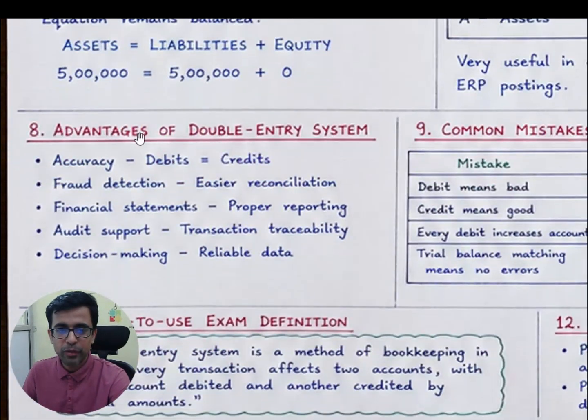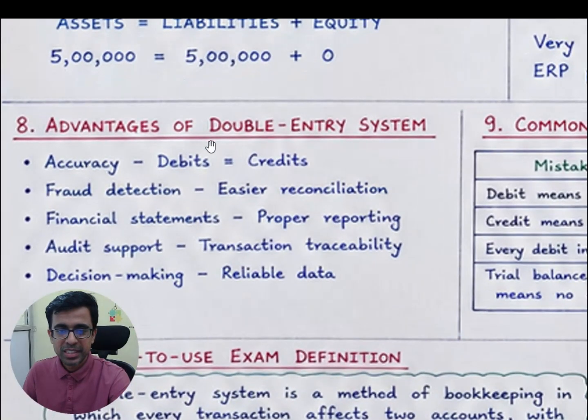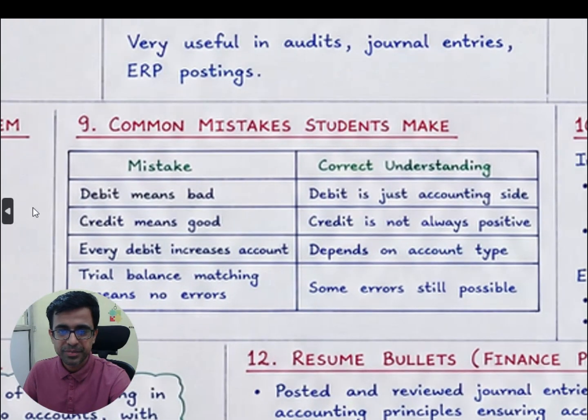So what is the advantage of the double entry system? The major advantage is accuracy. What kind of accuracy? Debit is always equal to credit. So each transaction will have two effects. One is the debit effect, another is the credit effect. It will be easy to detect fraud through the double entry system. Proper reporting will be done. It will help audit support and decision making.